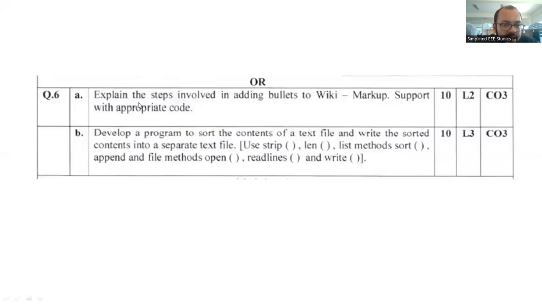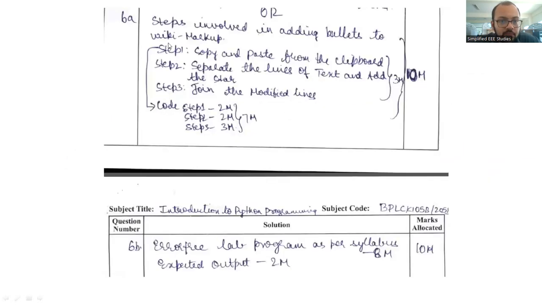Question number 6A: explain the steps involved in adding bullets to wiki markup. It's a project actually. Adding the wiki markup, support with appropriate code, which carries the weightage of 10 marks. So here, the expectation is wiki markup. You should know what is a wiki file. Steps involved in adding the bullets to wiki markup.